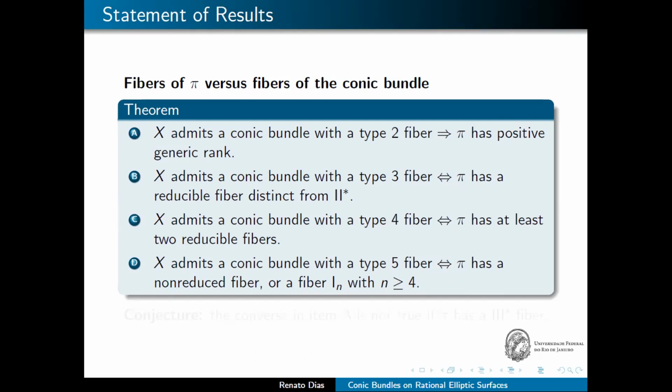So I do have a conjecture that the converse is not true. I'm still working on it, but I think it's a nice problem. I don't have much time, so I'm not going to talk about it too much. But my conjecture is that the converse in item A is not true if pi has a 3-star fiber.